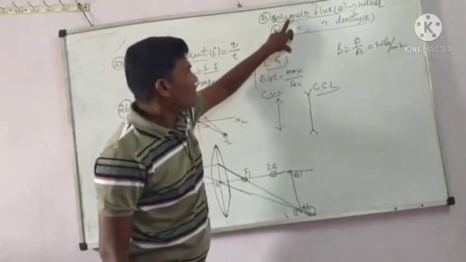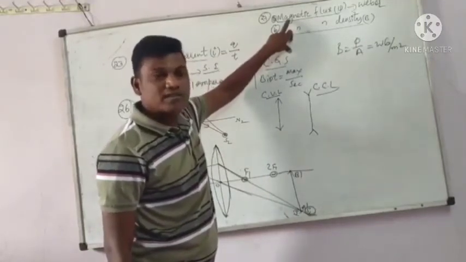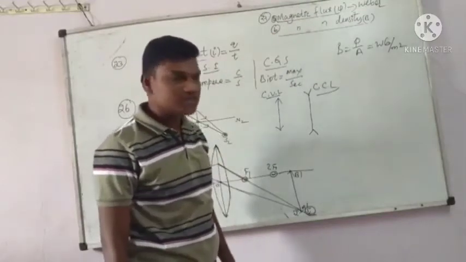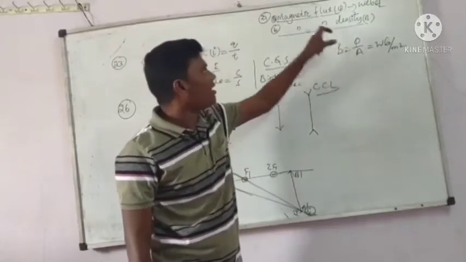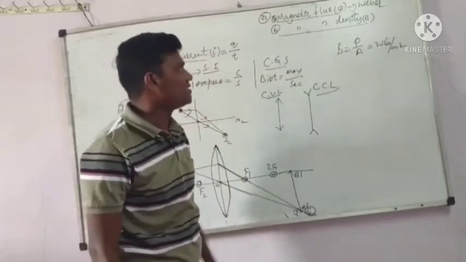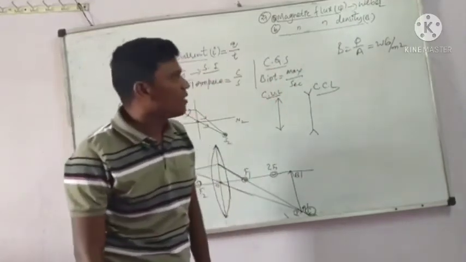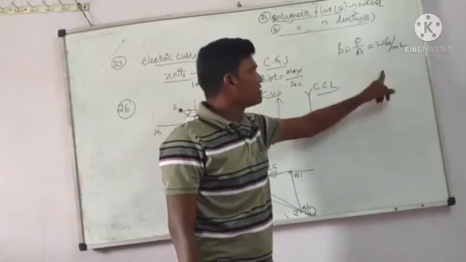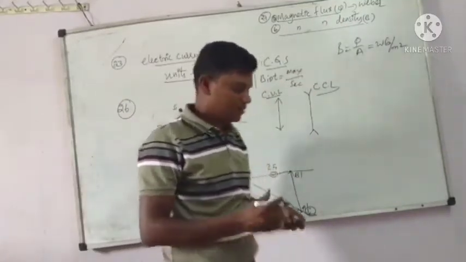The number of magnetic field lines passing through the cross-sectional area is called magnetic flux. The magnetic flux per unit area is called flux density. Its SI unit is Weber per meter square. Its CGS unit is Gauss, and the CGS unit of flux is Maxwell. That we know very clearly.